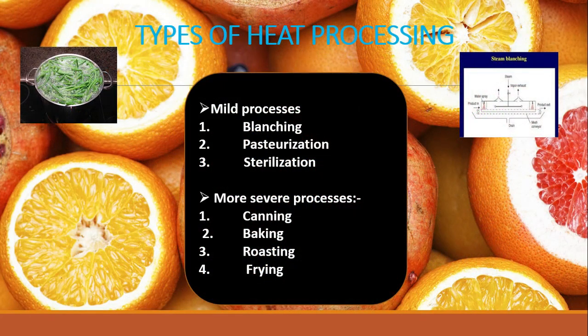And what are the types of heat processing? It is classified into two. The first one is mild processes and the second one is more severe processes. In mild processes, blanching, pasteurization and sterilization are there. And in the case of more severe processes, canning, baking, roasting and frying.